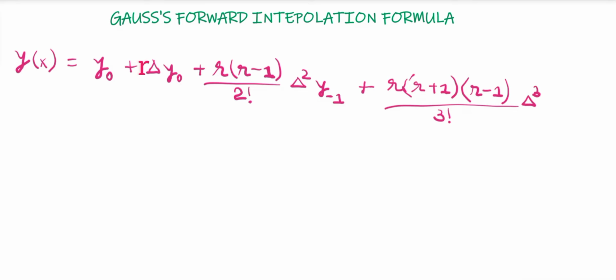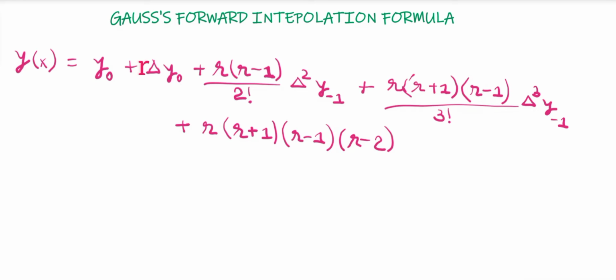Now how to take all these terms like delta square y minus 1, delta cube y minus 1, that will be clear to you while we solve the examples. The next term will be plus r plus 1 into r into r minus 1 into r minus 2 divided by 4 factorial into delta raised to 4 y minus 2, and so on.